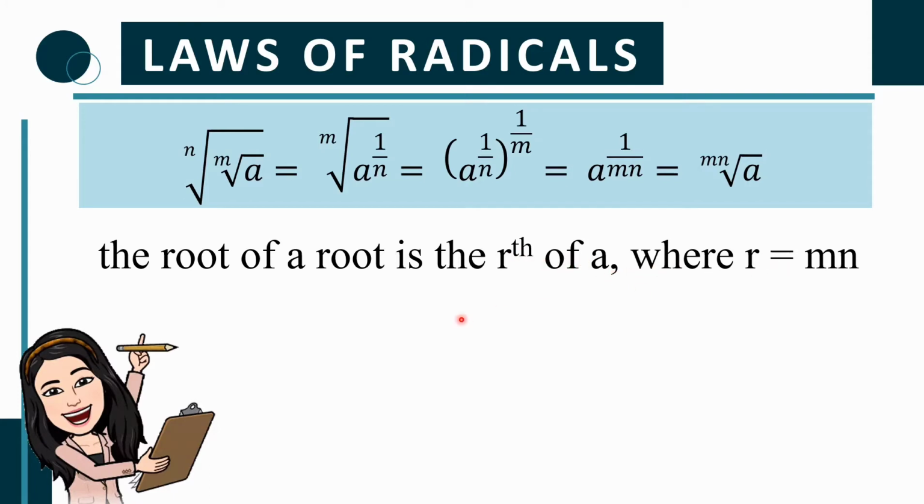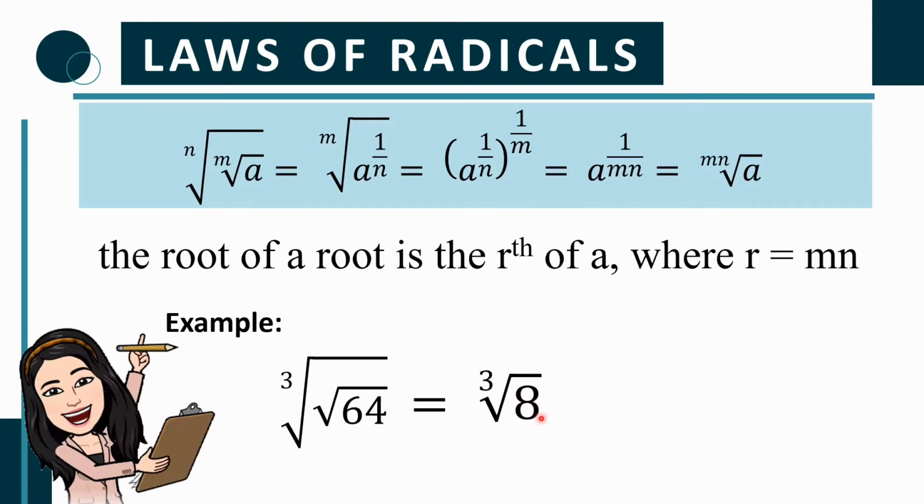So, para mas maliwanag sa atin, let's have this example. Ang cube root daw ng square root ng 64. So, dito pa lang, kita natin na yung nasa loob na square root of 64 ay pwede natin i-simplify. Tama ba? Ano yung square root ng 64? Or ano yung isang number na pag minultiply natin sa kanyang sarili 2 times ay 64 ang sagot? Very good. That is 8. So, ibig sabihin, pwede na itong mawala or pwede nang maalis sa loob ng square root. And that is 8.